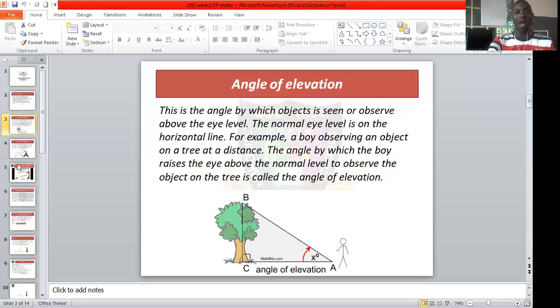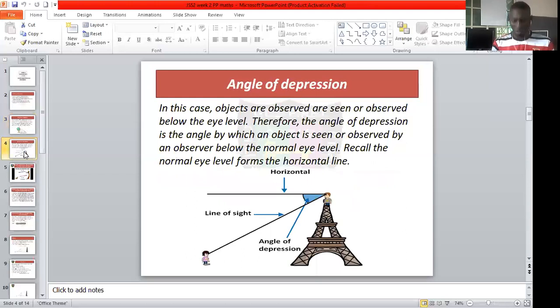So we look at angle of depression. The other one, angle of depression, is like the opposite of angle of elevation. This is the angle that your eye makes looking at an object below the eye level. Below the eye level. At a point you are looking at an object below. That angle that your eyes make to the object is called the angle of depression.